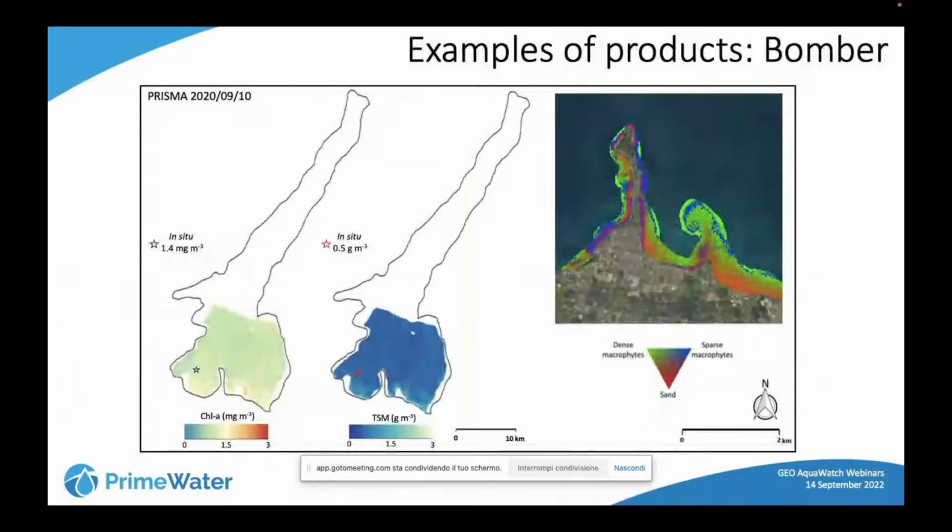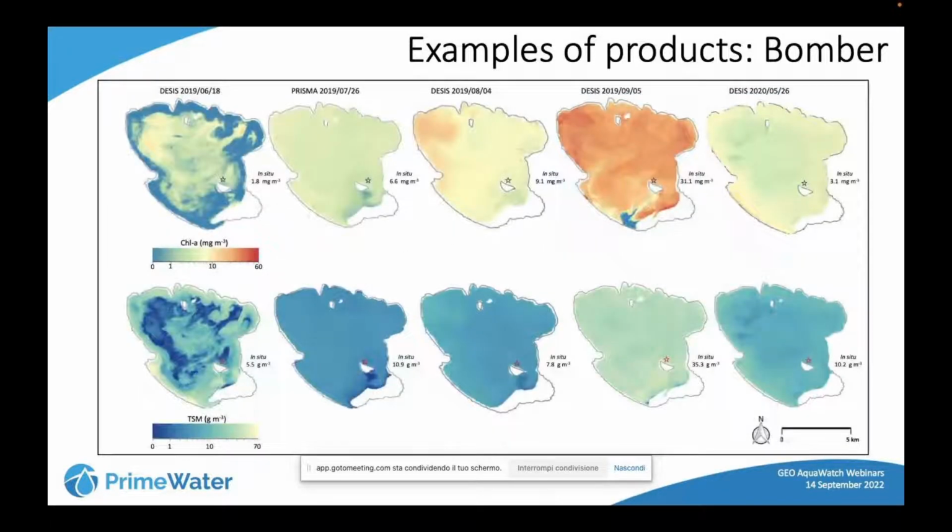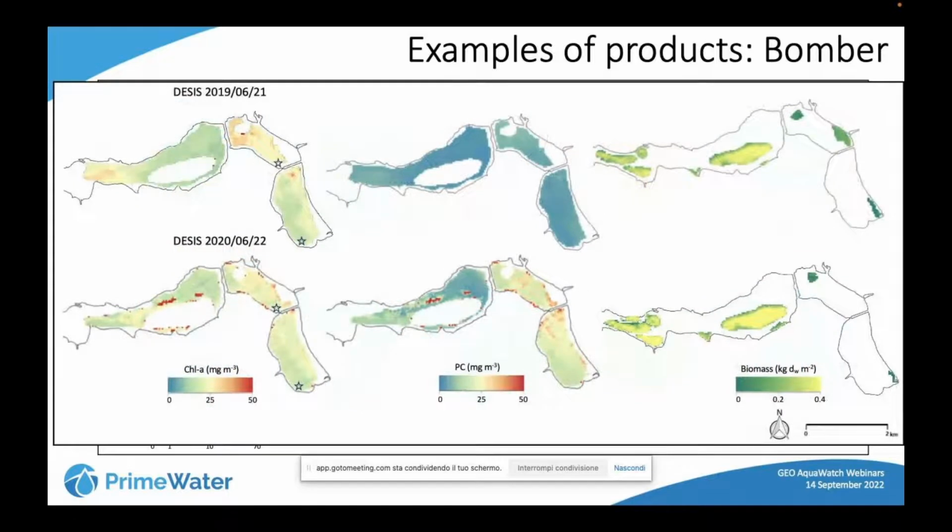By applying Bomber, we mapped the usual parameters such as chlorophyll A and total suspended matter, along with the bottom composition of the substrates in Lake Garda. We did the mapping of TSM in this turbid lake also with DESIS, which is a hyperspectral sensor from DLR. And also some information on wetlands in terms of concentration of chlorophyll A, phycocyanin contents, as well as information on the biomass of emerging aquatic vegetation.